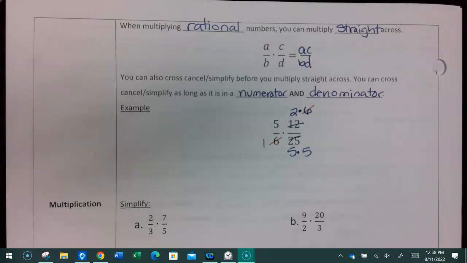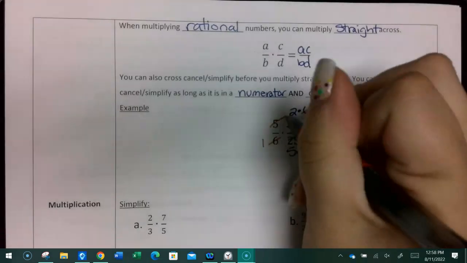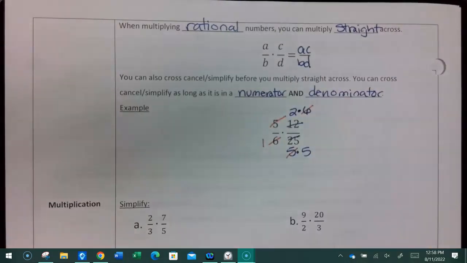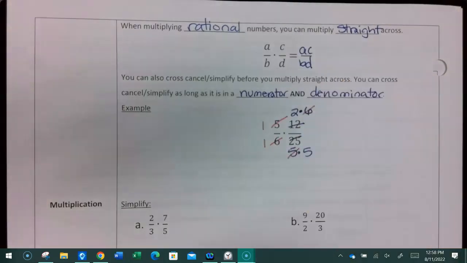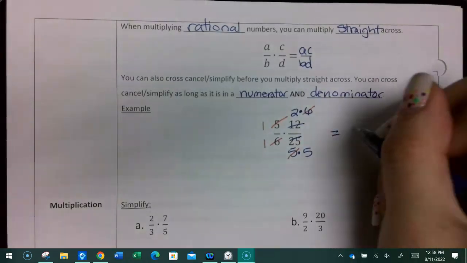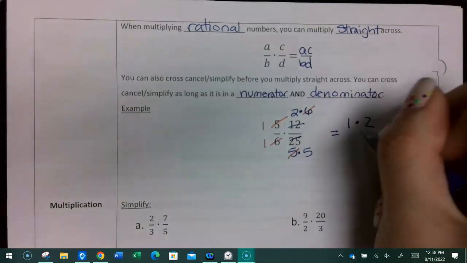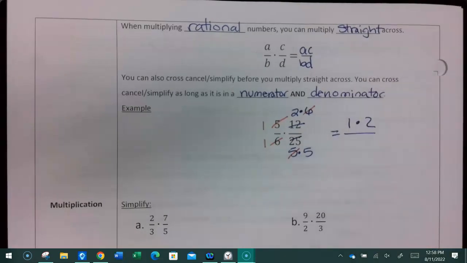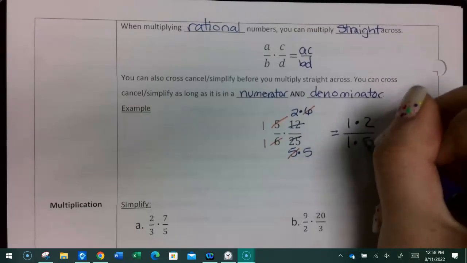Any other numbers that are on both the top and bottom? 5. So I'm going to cancel out one of the 5s from the bottom, and this one on the top I'm going to rewrite with a 1. So really, on the top I'm doing 1 times 2, because that's what I don't have crossed out for my top numbers. And then on the bottom I'm really doing 1 times 5.